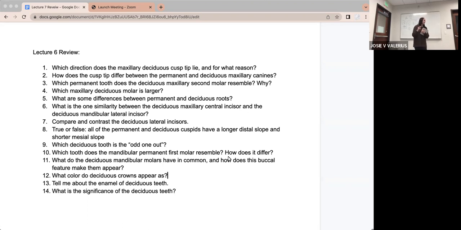Did the video clarify which one is the odd one out as well? Yes, it did. Some of you haven't even watched the video yet, right? So some of this might not make sense, but he brings up the teeth that look like each other and then which one's the odd one out. So know that and understand why. So that brings us to question 10. Which tooth does the mandibular permanent first molar resemble and how does it differ?